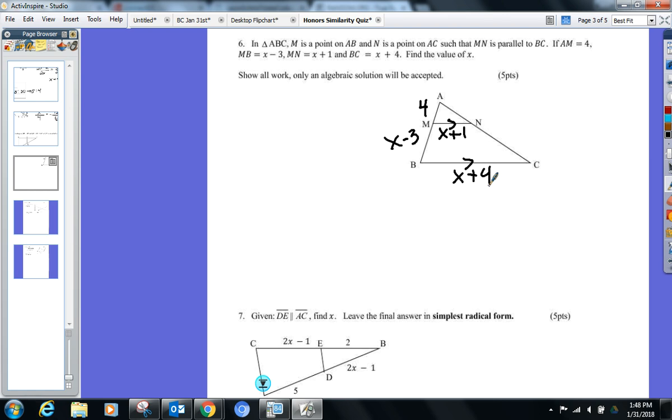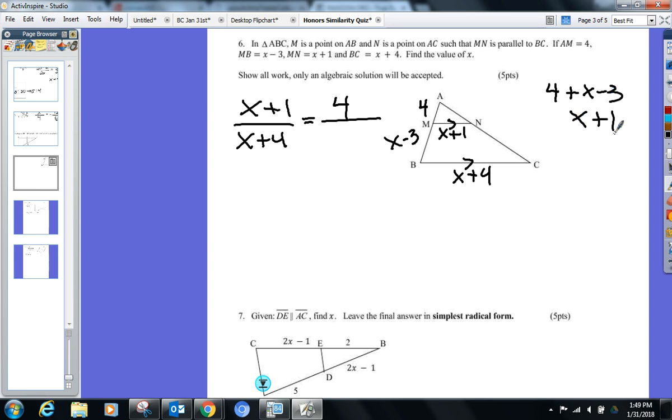I'm going to take the x plus 1 first. I'll do the easy way out. And I know that corresponds with BC, which is x plus 4, equal to, take the 4. 4, I'm going to add to what other side to get AB? X minus 3. I tried warning you guys, don't put this in the proportion. You don't know how to handle it. Simplify the darn thing off to the side. X plus 1. Then plug it back in.